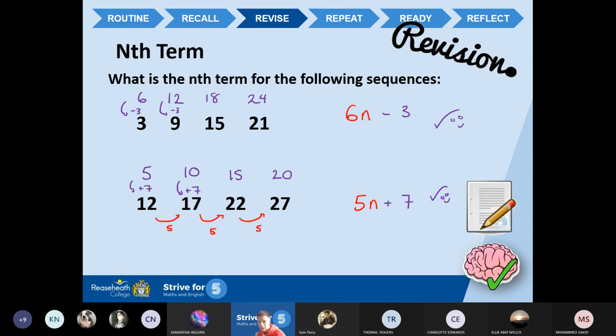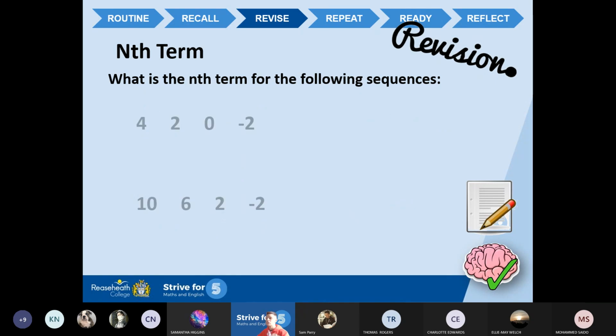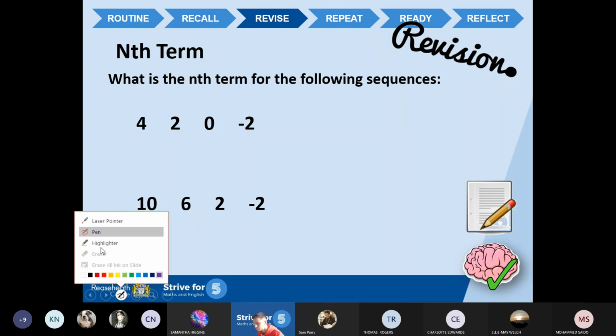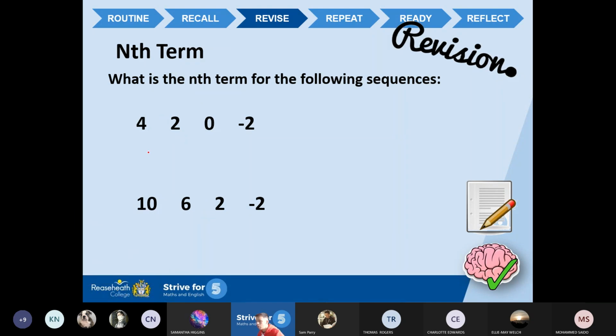Now, lots of confident suggestions and answers there. Now, these ones, slightly juicier, slightly spicier, because they go downwards. You'll notice that the first two examples, the numbers went up. Now they're going down, okay? So we have to use our brain that little bit further, okay? So let's have a look. What are those numbers going down in?